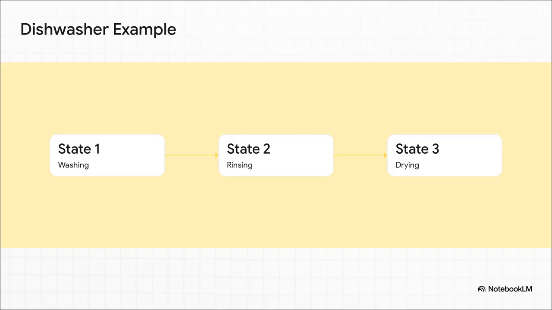A dishwasher is actually a perfect real-world example of this. You know how it works? It starts out off. You hit the start button, that's an event, and it kicks over into the washing state. After a timer goes off, another event, it moves to rinsing, and then finally to drying. A state chart is just a way to draw that whole predictable journey.